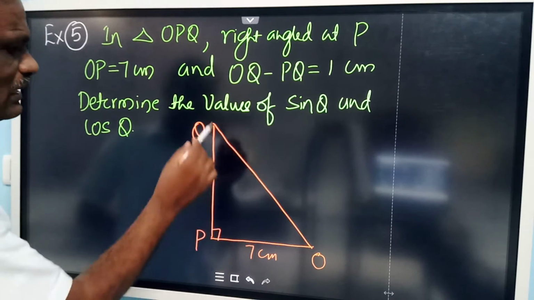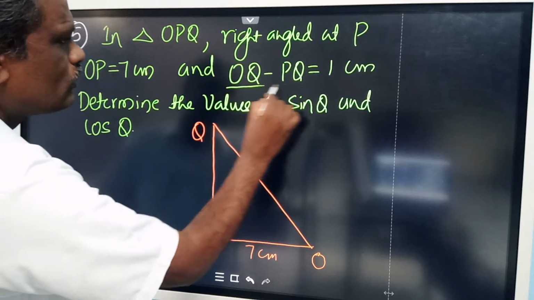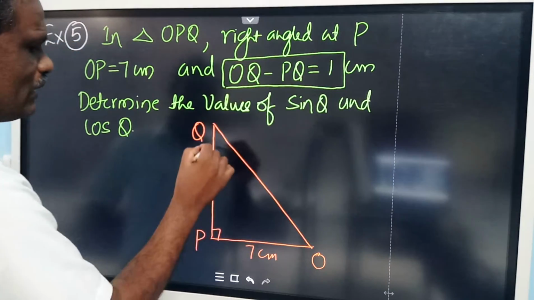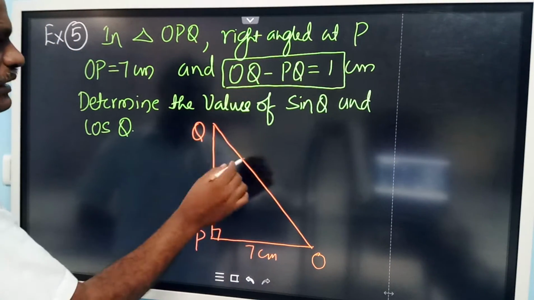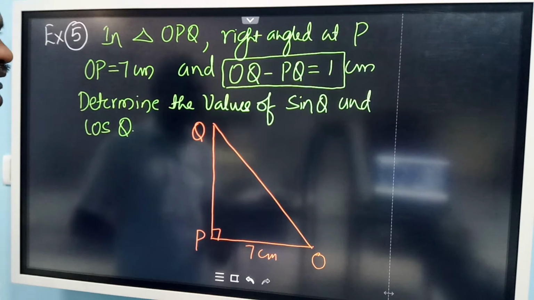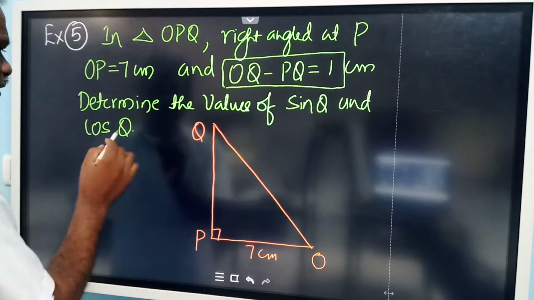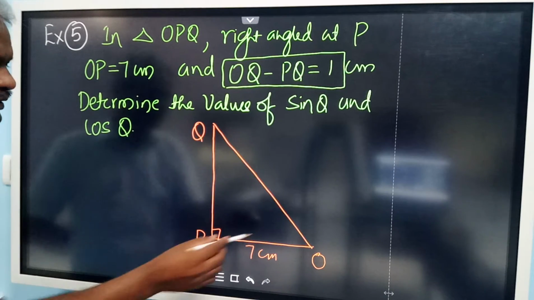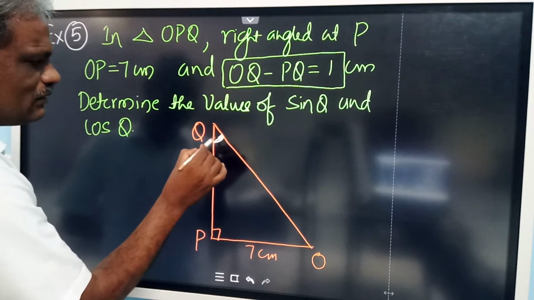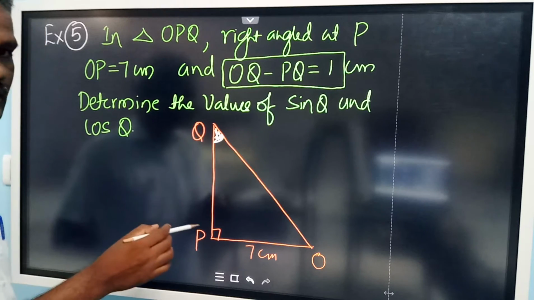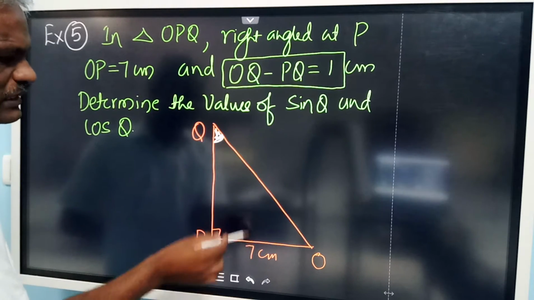And the difference between OQ and PQ is given. OQ minus PQ is equal to 1 centimeter. Now determine the values of sin Q and cos Q. Sin Q means, with reference to this acute angle, opposite side by hypotenuse.